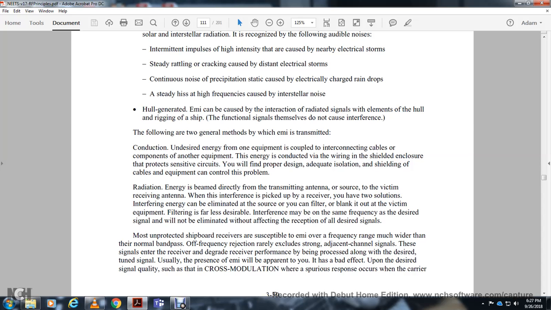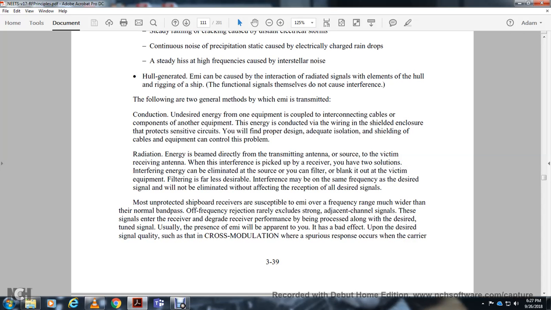Radiated EMI: energy is beamed directly from the transmitting source to the victim receiver. The receiver picks up the interference. There are two solutions: the interfering energy can be eliminated at the source, or you can filter and blank it out at the victim. Filtering at the equipment is far less desirable, because the interference may be on the same frequency as the desired signal and will not be limited, affecting the reception of all desired signals. Most unprotected shipboard receivers are susceptible to EMI over the frequency range of most modern equipment.